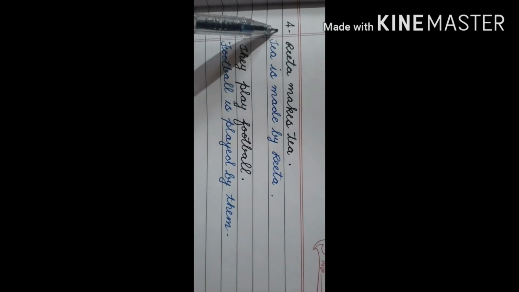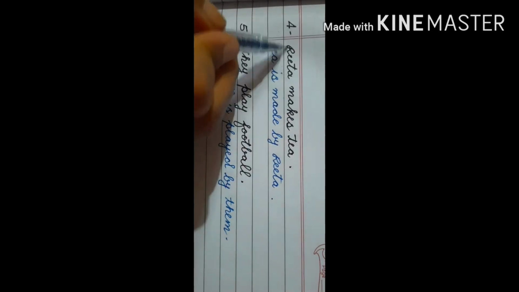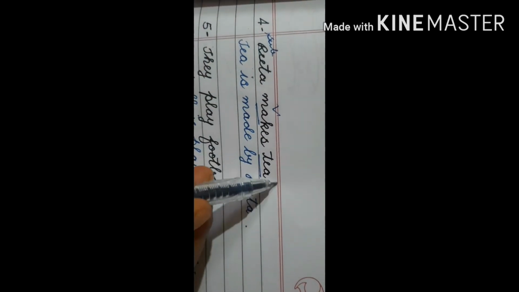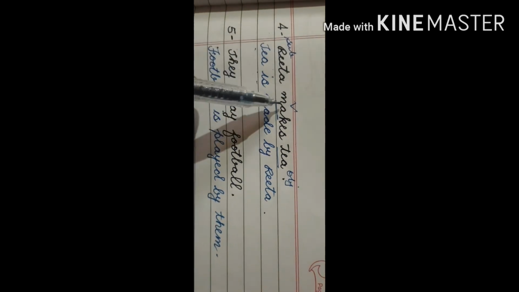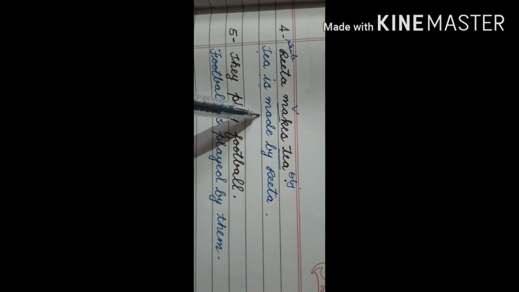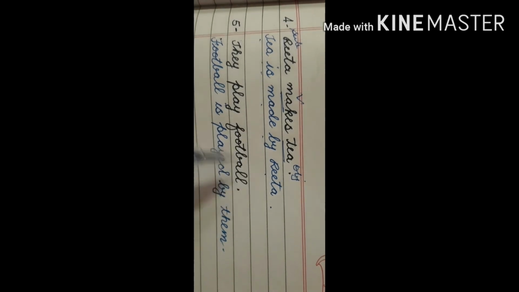Now look at fourth one, Rita makes tea. Rita is subject. This is the verb. This is the object. First we have to write down object, that is tea. Then form of be is. Third form of the verb, made, then by, and at last subject.